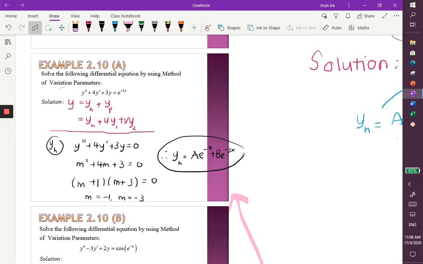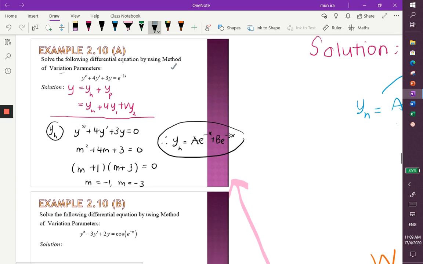Okay. Solve the following differential equation by using VPM, variation of parameters method. y double prime plus 4y prime plus 3y equals e negative 2x. Actually, this question can be solved by using UCM, case 2. But in this question, it just needs us to use VPM.